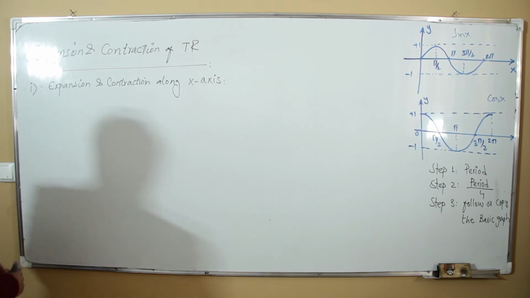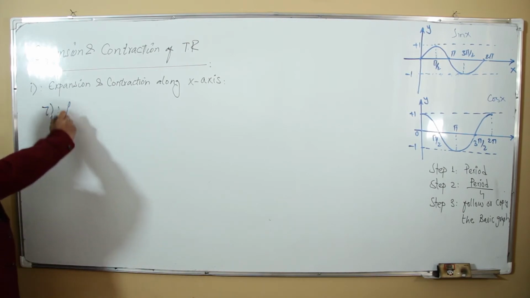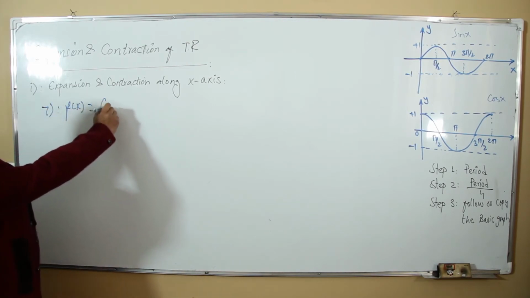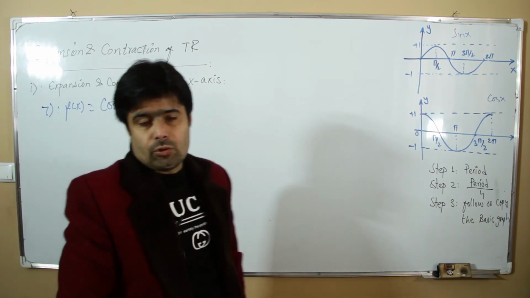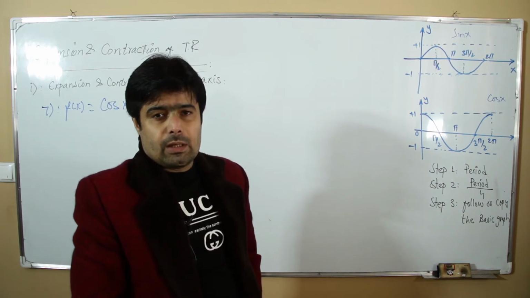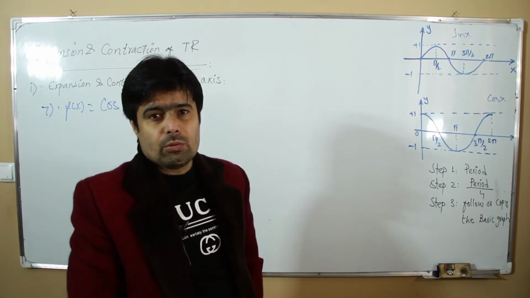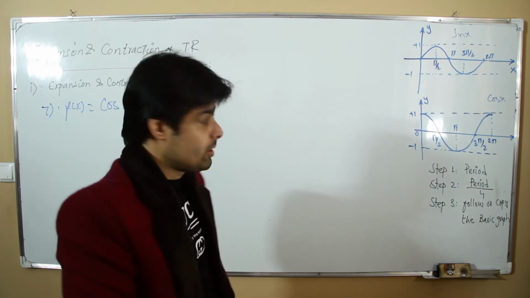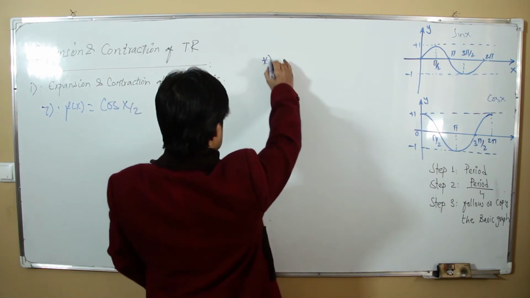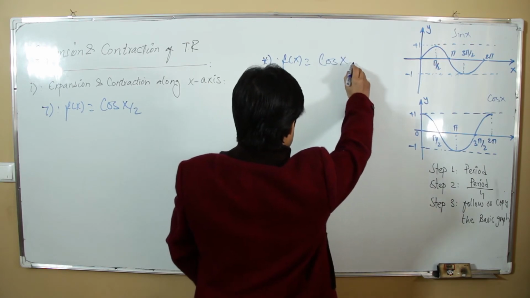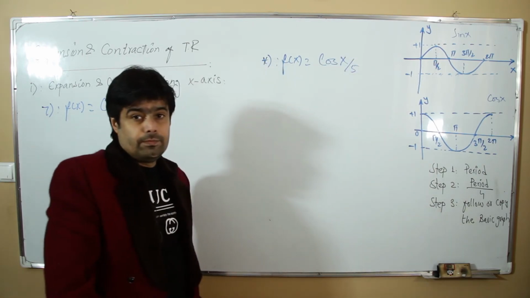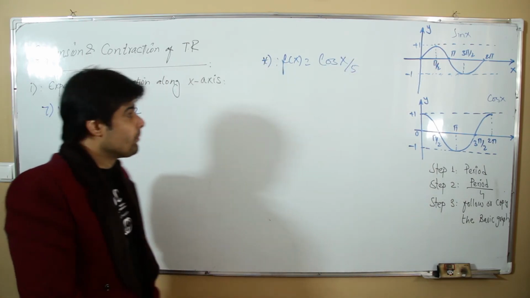Example number 7. f(x) is equal to cosine x by 2. I'm sure that you can draw this one. By the way, I will draw cosine x by 2, and you have to draw cosine x by 3. This is your homework. f(x) cosine, not x by 3, x by 5. Can you do it? Yes, I'm sure.